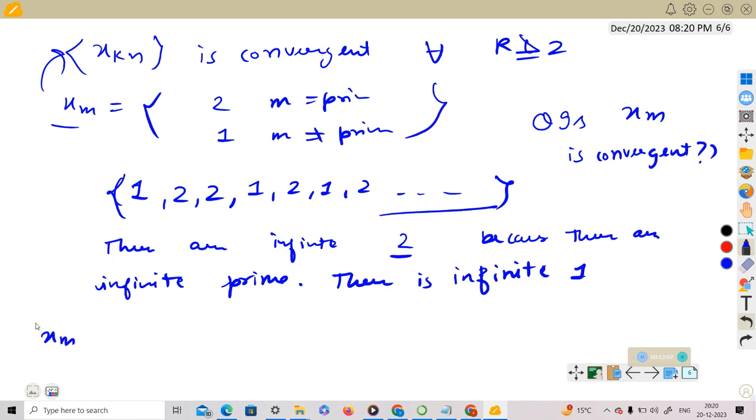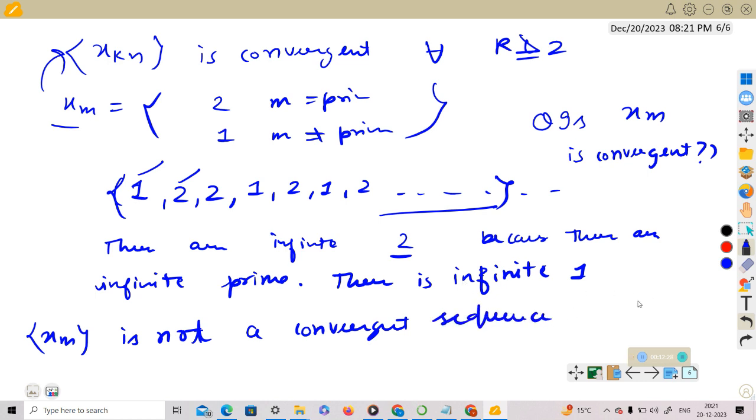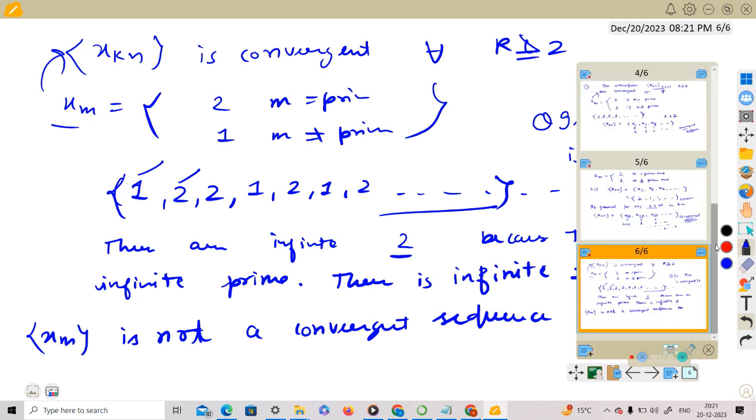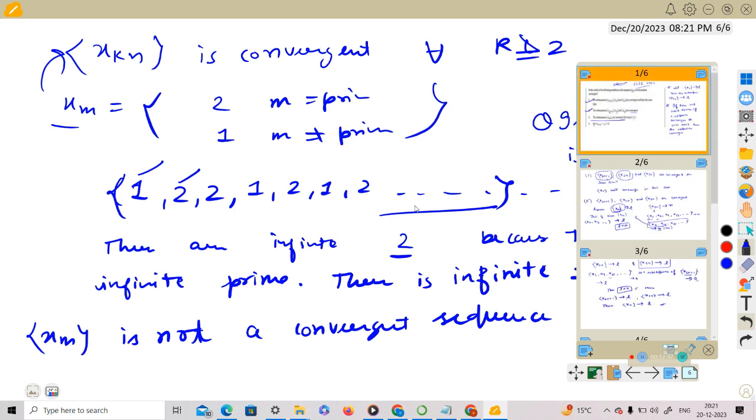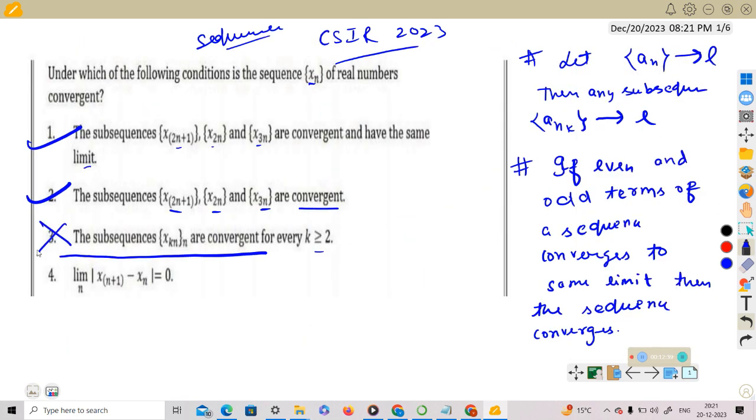x_m is not a convergent sequence because there are only two possibilities for convergence. Either it converges to 1 or it converges to 2, but it has infinite 1s and infinite 2s. It can never be convergent. There is always, you can find 1, 2, 1, 2. It will oscillate between 1 and 2. So therefore, in this case, this is not convergent.